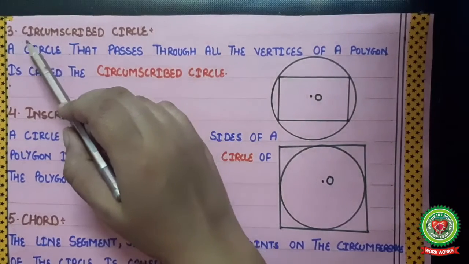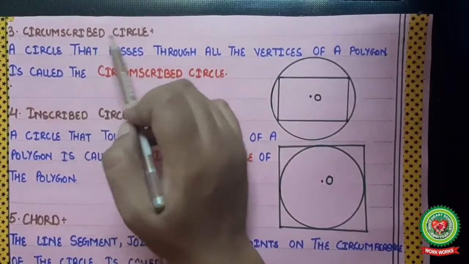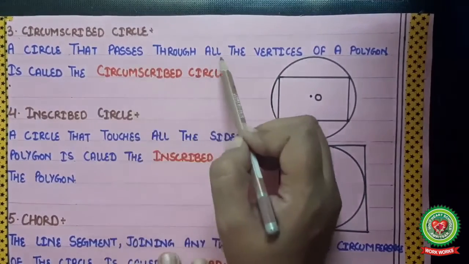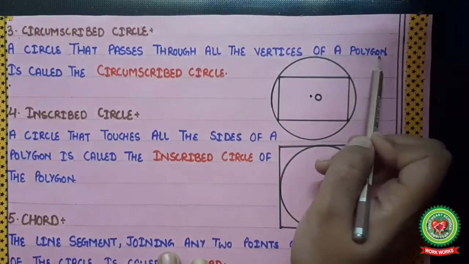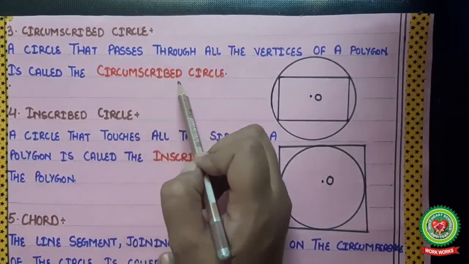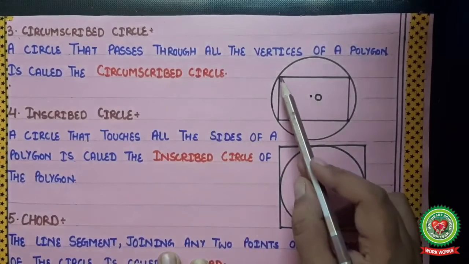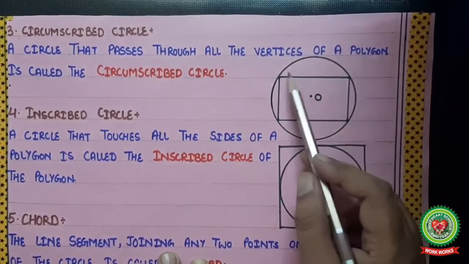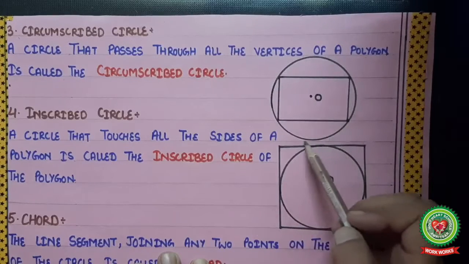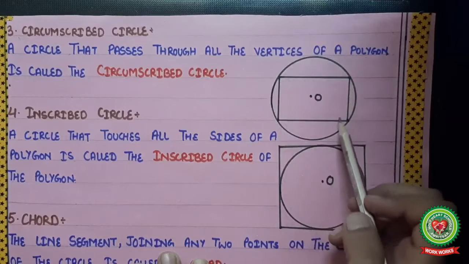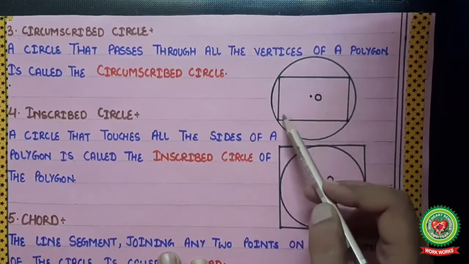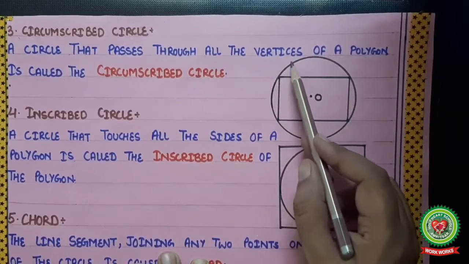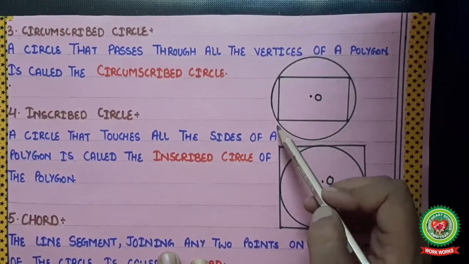Now come to the third term related to the topic, that is the circumscribed circle. What is a circumscribed circle? A circle that passes through all the vertices of a polygon is called the circumscribed circle. Here I have drawn a figure. Here I have taken the example of a rectangle. A rectangle is a 4-sided polygon, and this circle which I have drawn outside the figure is passing through all the vertices of this rectangle. So that's why this circle is known as a circumscribed circle.